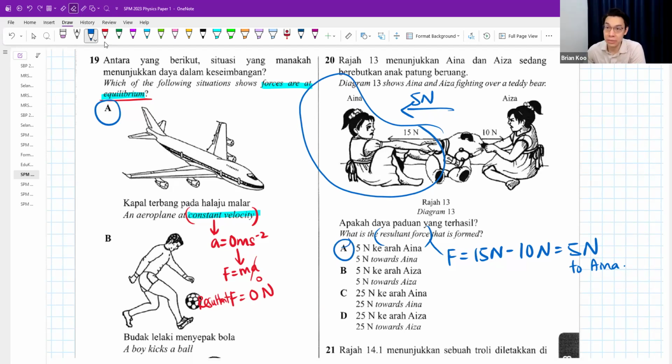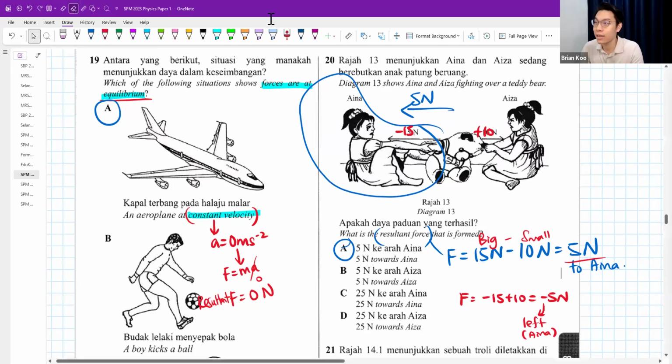Some people might also say, teacher, can I do negative 15 plus positive 10? You can. You're going to get negative 5. The negative here just means it's to the left or towards Aina. So got two ways. You just take the bigger force minus the smaller force, answer is just 5 towards Aina. Or you can take negative 15 plus 10, you get negative 5. The negative represents to the left or towards Aina.